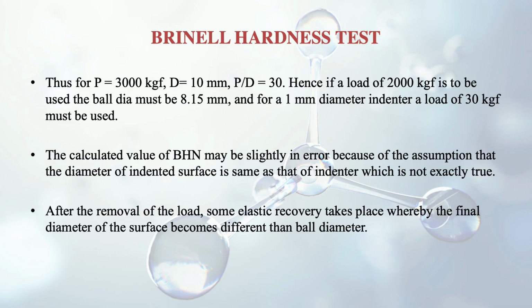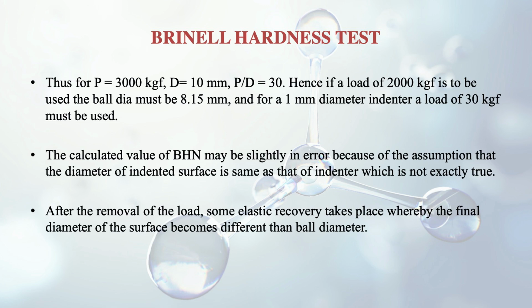We take it as an assumption that the diameter of the ball, that is capital D, is equal to the diameter of the indented surface, small d, which is not exactly true. Why? Because after the removal of the load, some elastic recovery takes place. So certain strain is recovered. Like we did in our previous lectures, we studied about elasticity. So that phenomenon is happening here, whereby the final diameter of the surface becomes different than the ball diameter.